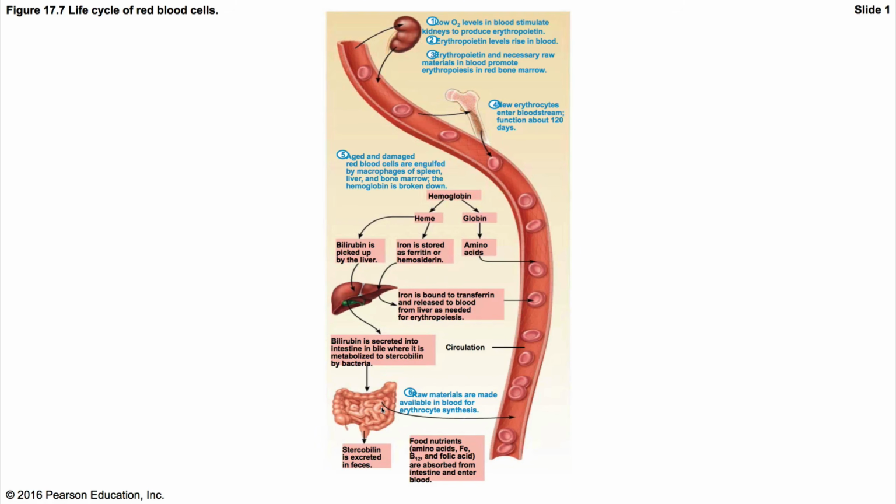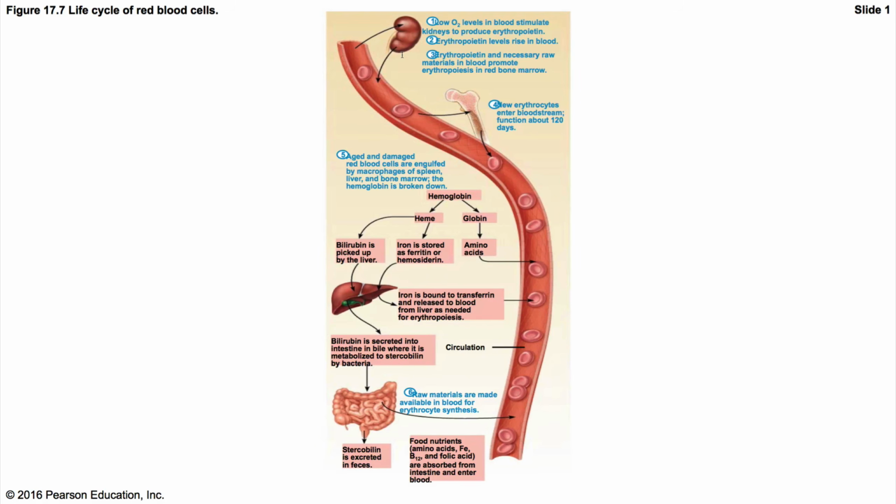Now, most of that urobilinogen ends up getting converted into stercobilin. This is the pigment that gives feces the brown color. Now, some of that urobilinogen ends up getting absorbed back into the bloodstream where it ends up getting oxidized into urobilin. The urobilin then goes to the kidneys and gets excreted. And this is what gives urine the yellow pigment.